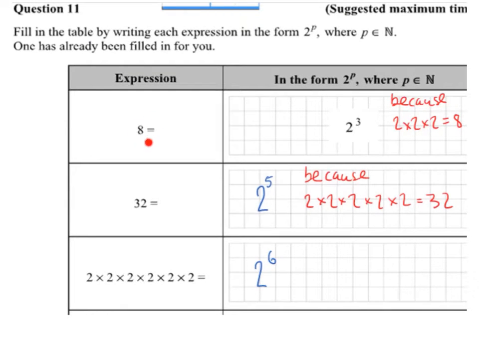So the first one, 8 is going to be 2 to the power of 3 because 2 by 2 by 2 is 8. 32 is going to be 2 to the power of 5 because 2 by 2 by 2 by 2 by 2 is 32. 2 by 2 by 2 by 2 by 2 by 2 is going to be 2 to the power of 6 because there are 6 of them multiplied together.